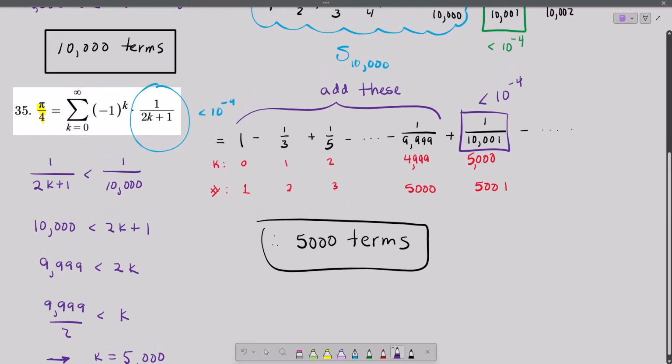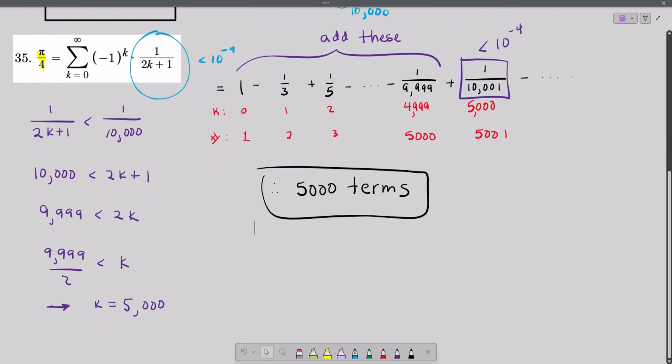And when we add these up, what would that be called? S what? S sub 4,999? S sub 5,000, because S sub 5,000 means the sum of the first 5,000 terms. The k values would go from 0 to 4,999. But it would be S sub 5,000. S sub 5,000 means the sum of the first 5,000 terms.